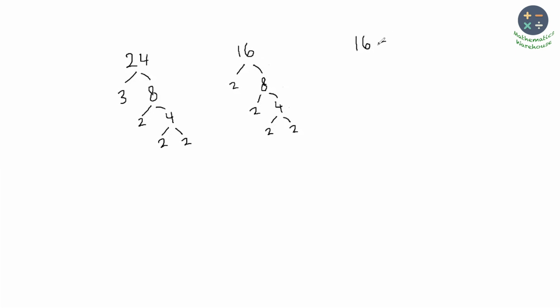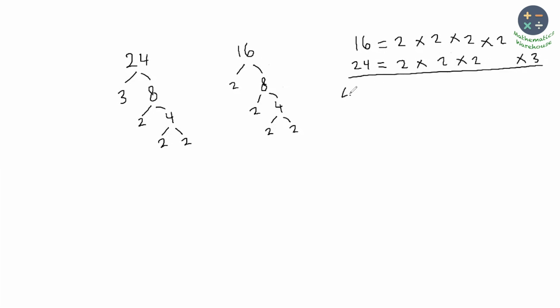24, from the timetable, is 3 times 8. 3 is prime, but 8 is not, which is 2 times 4. 4 can be written as 2 times 2. 16 is 2 times 8. 2 is prime, but 8 is not, which is 2 times 4, and 4 can be written as 2 times 2. So we can write 16 as 2 times 2 times 2 times 2, and 24 as 2 times 2 times 2 times 3. So the LCM is 2 times 2 times 2 times 2 times 3.